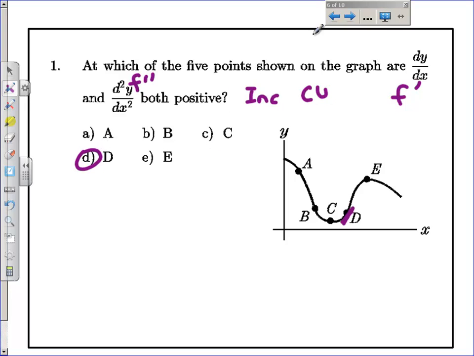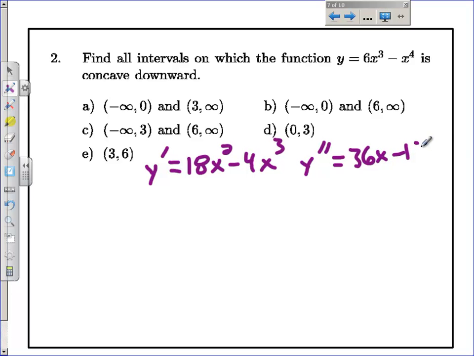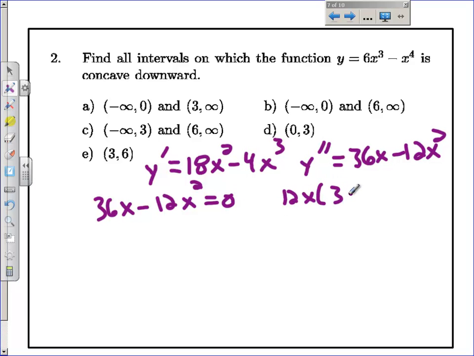Let's do some algebra. Find all intervals on which the function is concave down. So what I'm going to do is find the second derivative. y prime equals 18x squared minus 4x cubed. Now y double prime, the second derivative, is 36x minus 12x squared. What I'm going to do is very similar to what we did yesterday. I'm going to find critical points for f double prime. I'm going to set this equal to 0. So I'm going to factor out a 12x. And this happens when x is 0 and when x is 3.